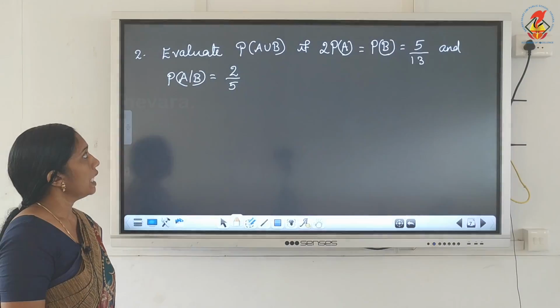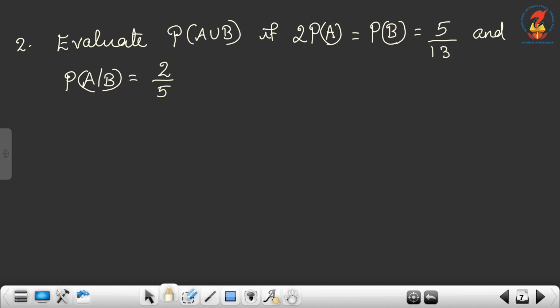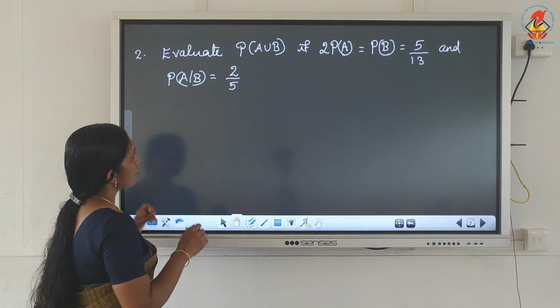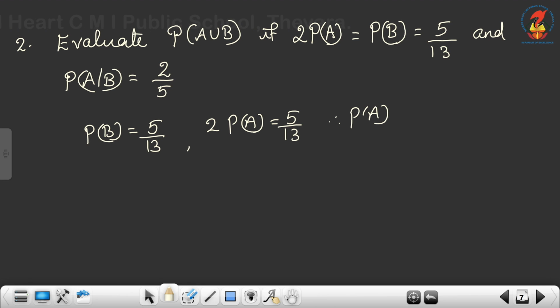Now the next one: evaluate P of A union B if 2 P of A is equal to P of B, which is equal to 5 by 13, and P of A given B is 2 by 5. So we can write P of B is 5 by 13. Then 2 P of A is 5 by 13. So what is P of A? Therefore, P of A is 5 by 13 divided by 2, or 5 by 2 into 13, that is 5 by 26.